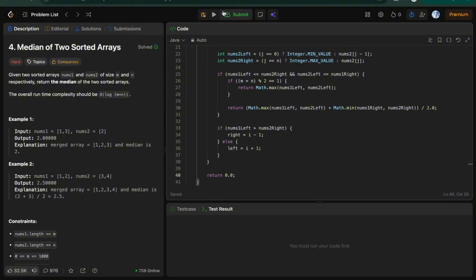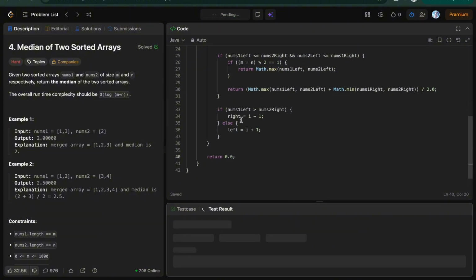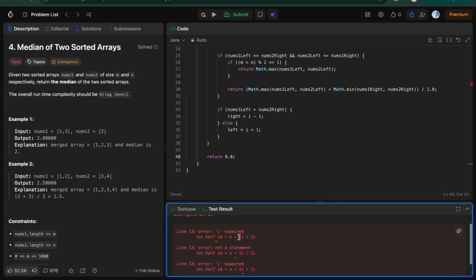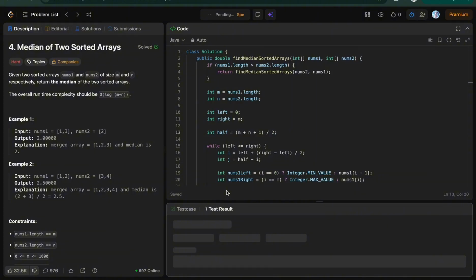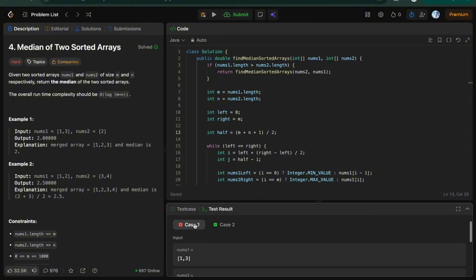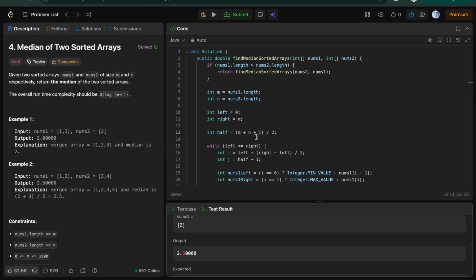Okay, that was a lot to write down, but let's run it to make sure everything is fine. Everything is not fine because I forgot to put an equal sign here. Okay, seems like our first case is wrong. Why is that?